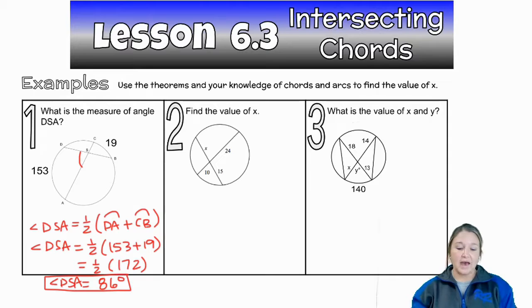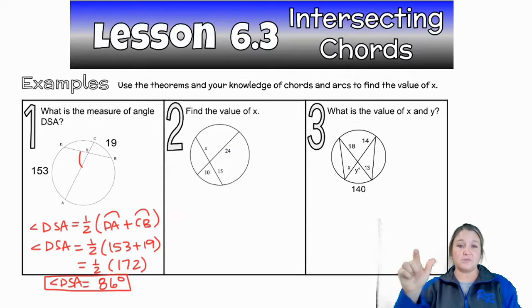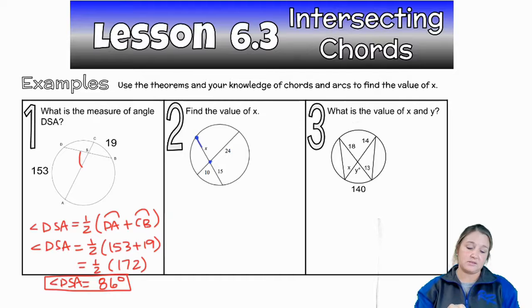So now let's take a look at example 2 here. We're going to find this chord length, I guess the chord from the intersection to the rest of the way. So what I know from that very first theorem, the first theorem and the last theorem of what we've talked about a little bit more here, is that this segment, from here to here, this x times the rest of it is going to be equal to 10 times 24.